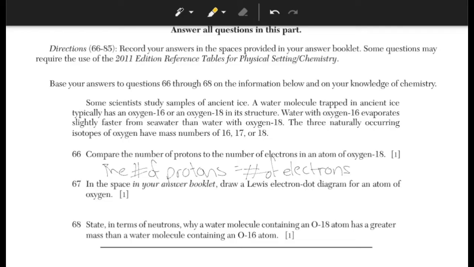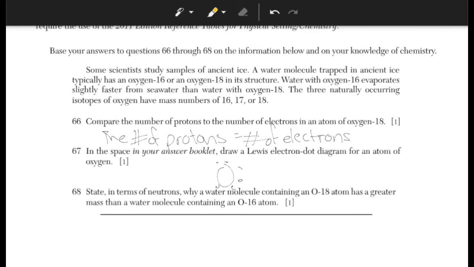In the space in your answer booklet, draw a Lewis electron dot diagram for an atom of oxygen. Oxygen has 6 valence electrons. To draw a Lewis electron dot diagram for oxygen, we must draw the element symbol O with a corresponding amount of valence electrons, 6, around it.